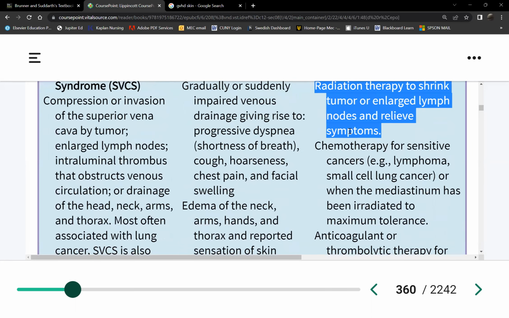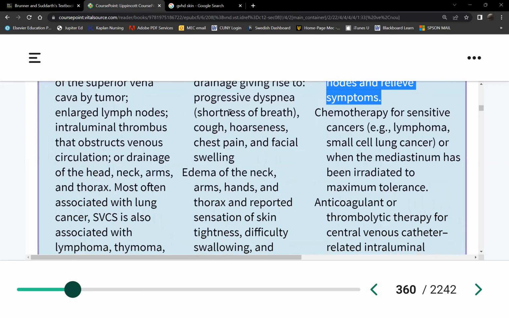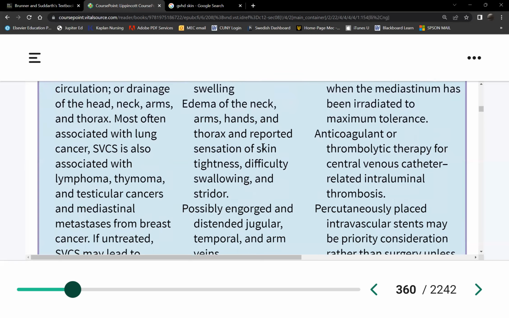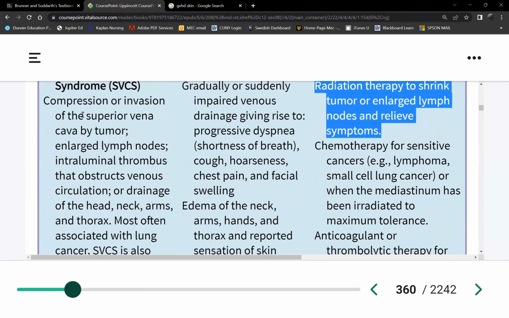Let's look at signs and symptoms. How do you recognize it? First, there will be compression of the laryngeal nerve, so that will cause hoarseness. The patient will also complain of shortness of breath. There'll be edema: facial, neck, periorbital edema, and edema of the arms and shoulders. You want to see a picture?